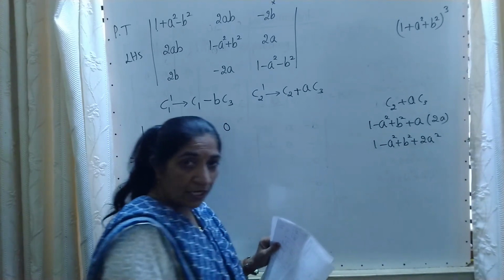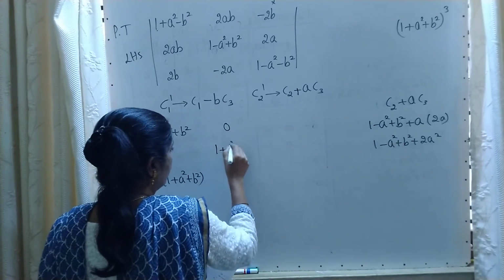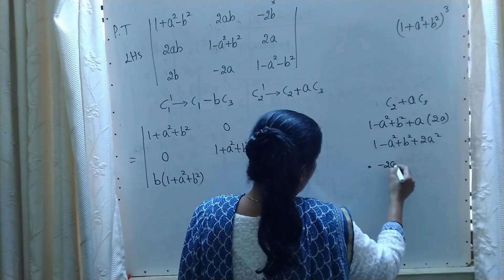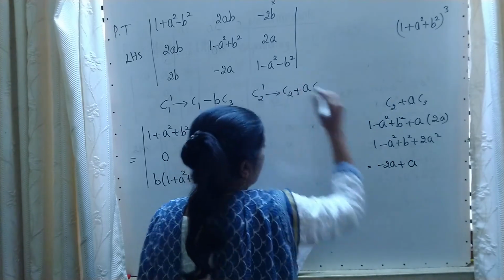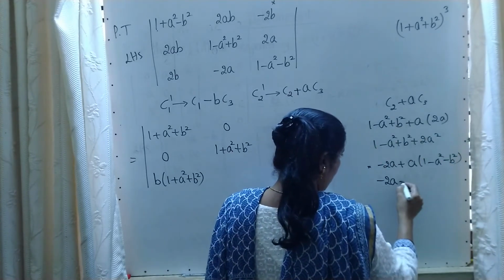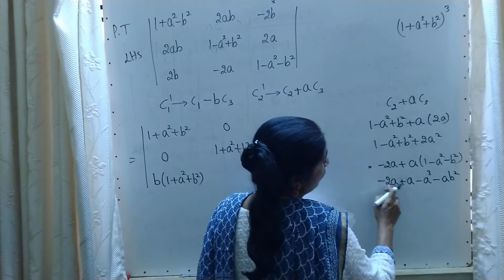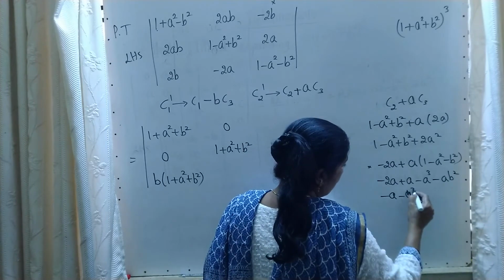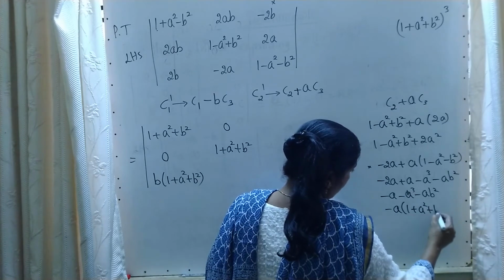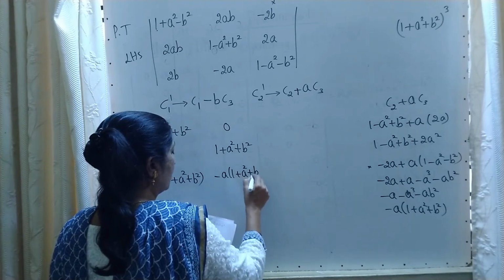Now you only tell me what is the answer. The answer is 1 plus a square plus b square. Now it is minus 2a. Minus 2a, middle plus a. A is multiplied with this: 1 minus a square minus b square. According to this, minus 2a plus a minus a cube minus ab square. See, minus 2a plus a is minus a. Minus a cube minus ab square. Minus a common, 1 plus a square plus b square. So this is minus a in the bracket 1 plus a square plus b square.